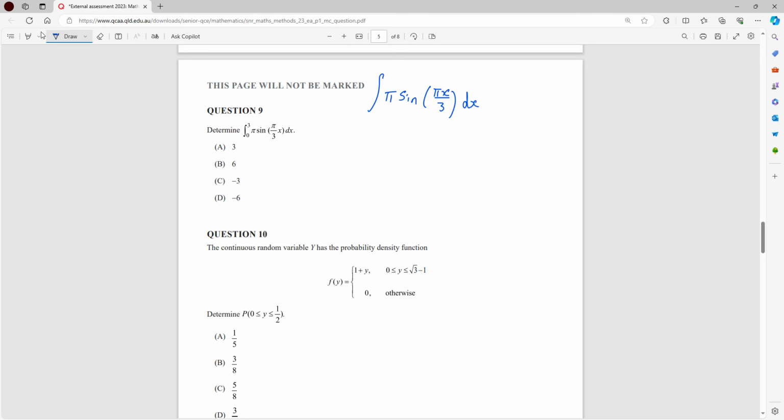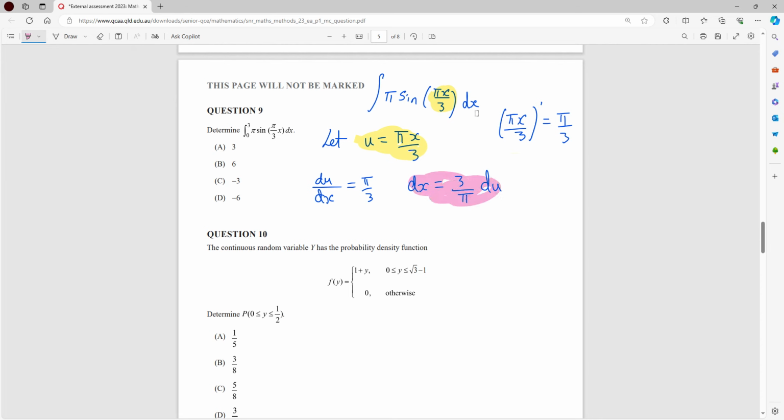So if you were to differentiate that, this differential would just be pi on 3. So when you integrate that, you need to divide by this at the start. Actually, we could just do it by hand. You could go let u equal pi x on 3, du dx equals pi on 3, so dx would be 3 on pi du. And you can pretty much substitute, let's use a different color, this in that bit there, and this in that bit there.